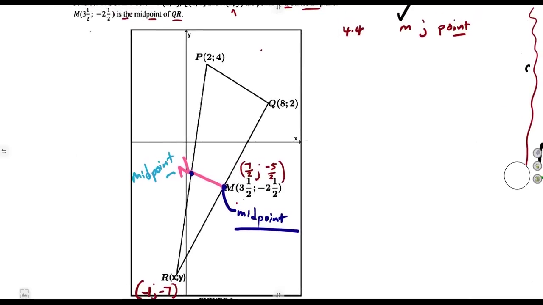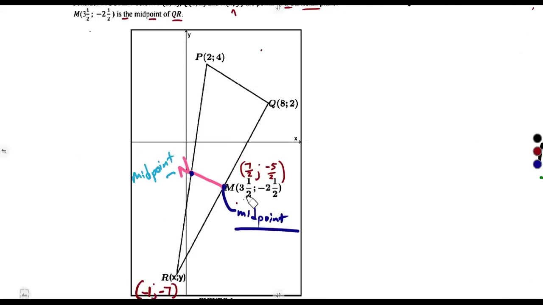There is no way that a line is drawn like this in our case. There is no way that a line is drawn like this, and it passes through the midpoint and also to the midpoint there, unless these two lines are parallel.